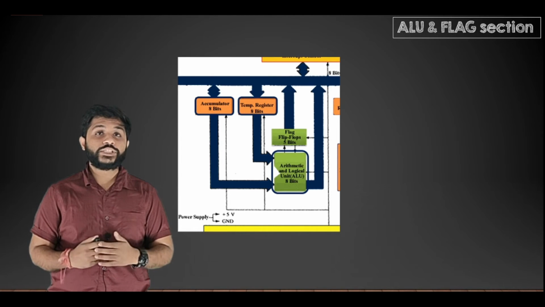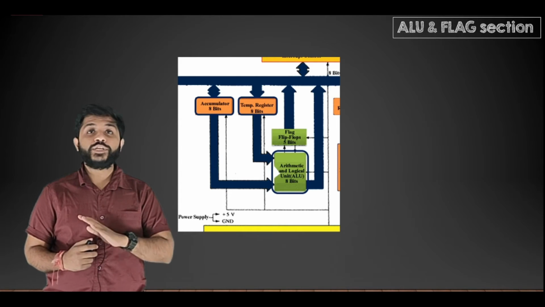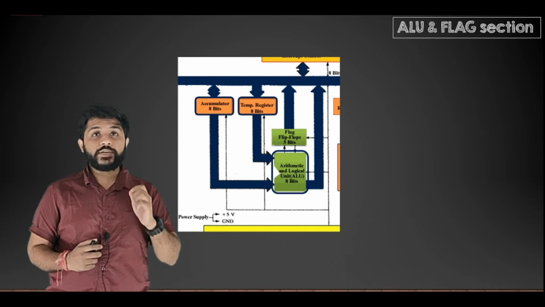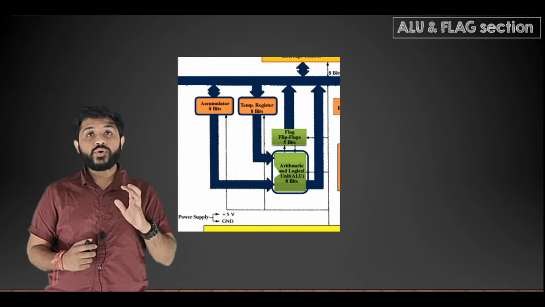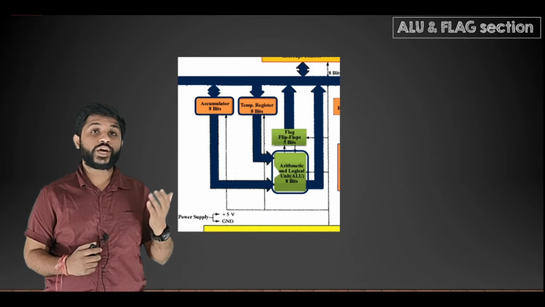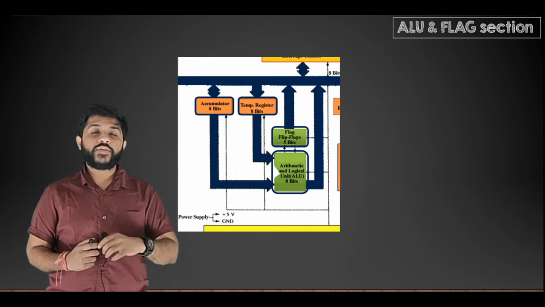The next register is the temporary register. Again, this register cannot be used by the programmer. The temporary register is used by the microprocessor to store temporary data between any arithmetic or logical operation. After that, you can see there is a flag register.